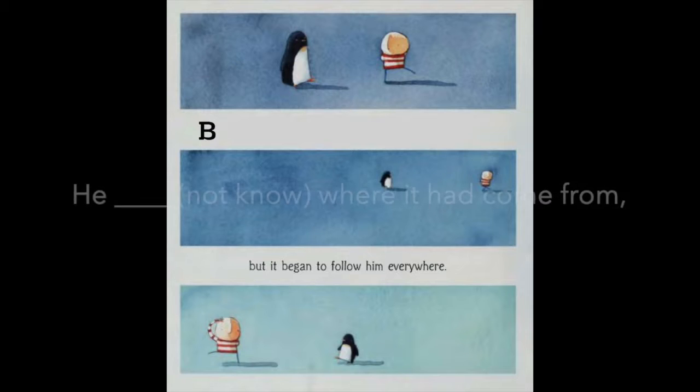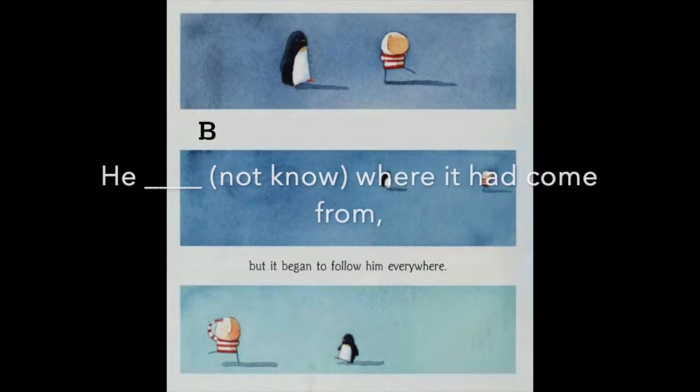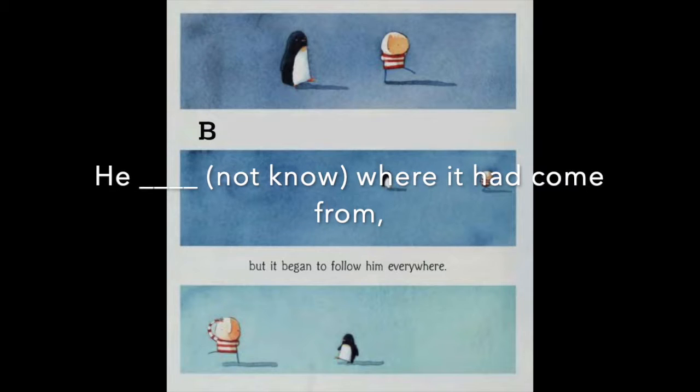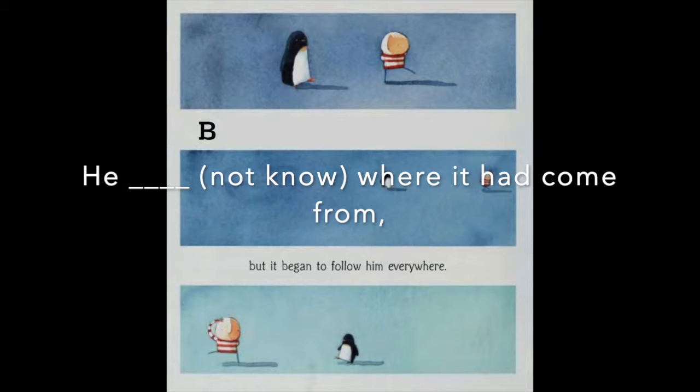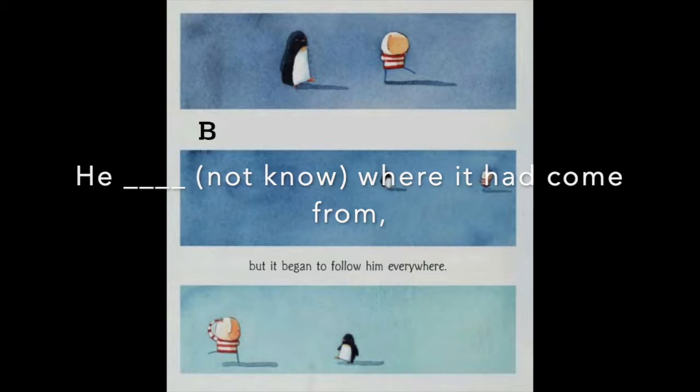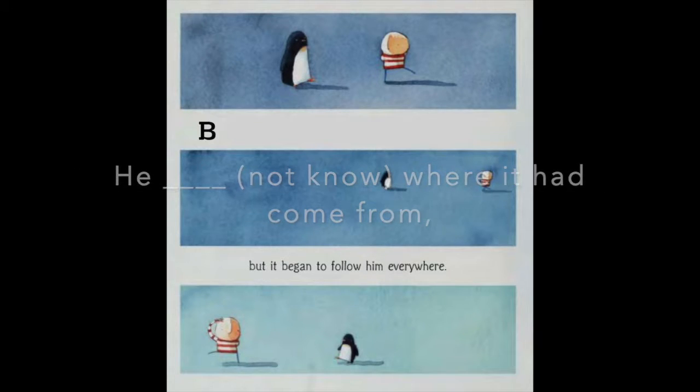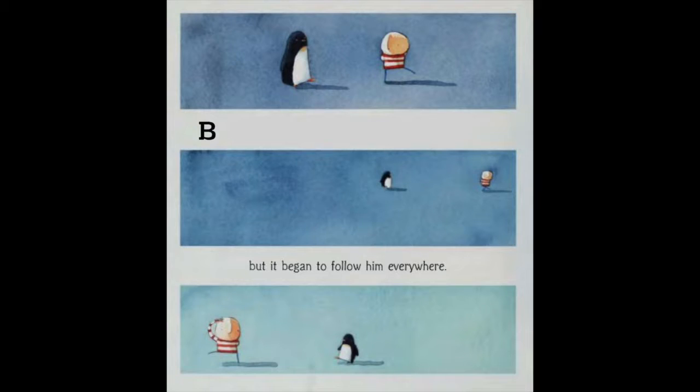Again, looking through our chart, we can find another phrase that would fit with this picture. We have the connector but here, but it began to follow him everywhere. He didn't know where it had come from, but it began to follow him everywhere. That's the answer the students would give. So you see how it worked with the connector, and you see how the students also supplied the simple past. Okay, let's go on to another one.